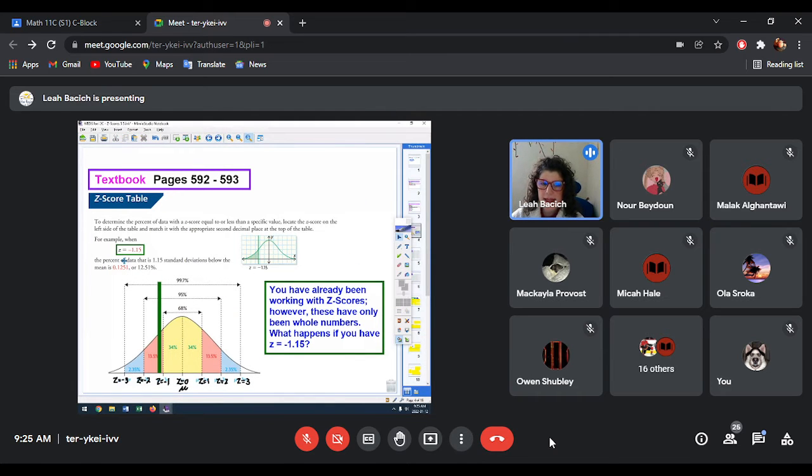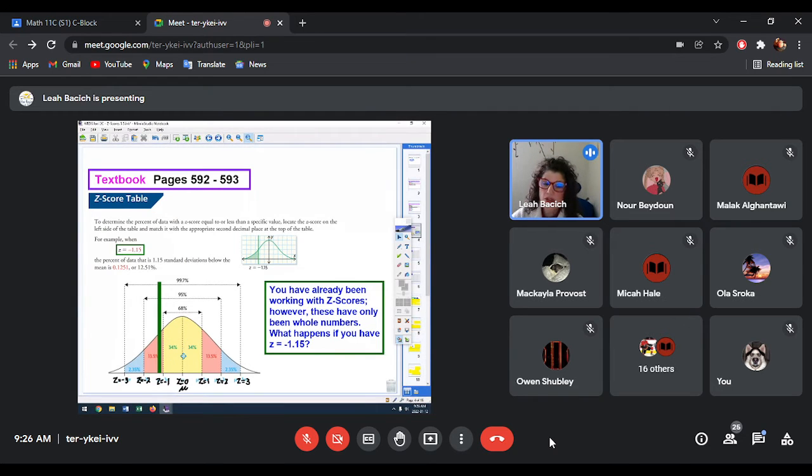So this is what I'm getting at now. If we have a z-score of -1.15, that is just going to be slightly to the left of where z equals -1. These are the ones that we've already done. Within one standard deviation, meaning one to the left and one to the right. One to the left is negative, one to the right is positive. That's a total of 68%.